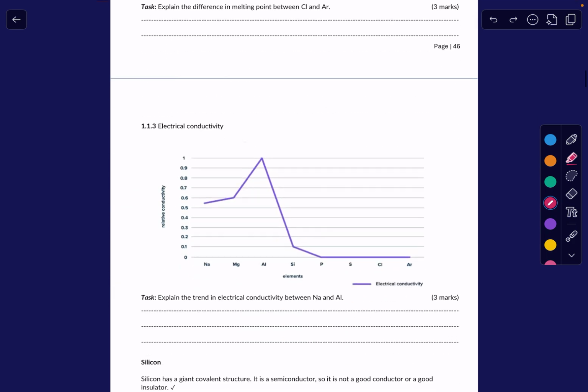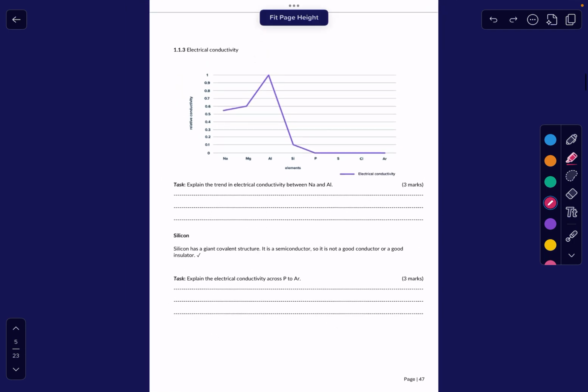Let's move on to electrical conductivity. So again, it comes down to the structure and how these things exist. Sodium, magnesium, aluminium, metals, you can find it as a block of metal. Why does that conduct electricity? Why does aluminium conduct more electricity than sodium? Think about what's happening in that metallic structure.